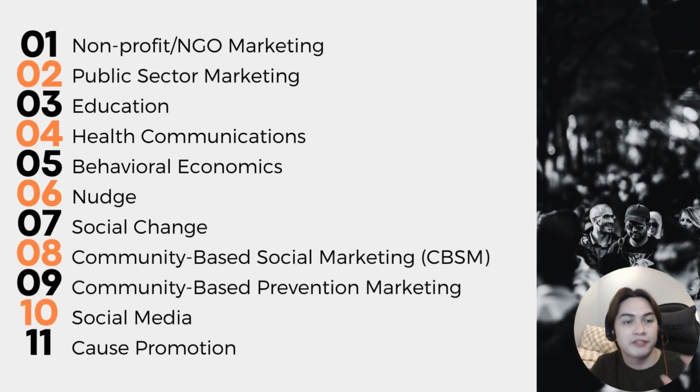Let's briefly distinguish 11 of these from the social marketing discipline. The following section elaborates on the application of social marketing by corporations, nonprofit or non governmental organizations, and public sector agencies. Hence, we will discuss the following. Number 1 would be nonprofit or NGO marketing. Number 2 would be public sector marketing. 3 would be education. 4, health communications. 5, behavioral economics. 6, nudge. 7, social change. 8 would be community based social marketing or the CBSM. 9 would be community based prevention marketing. 10 will be social media. And then 11, the last one, would be cost promotion.